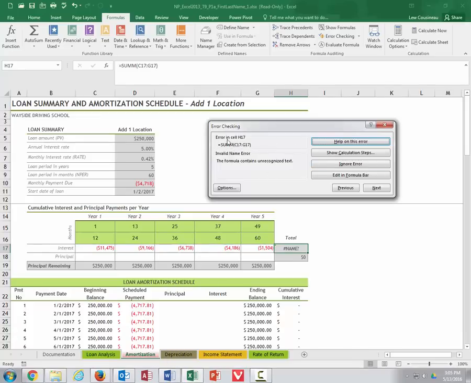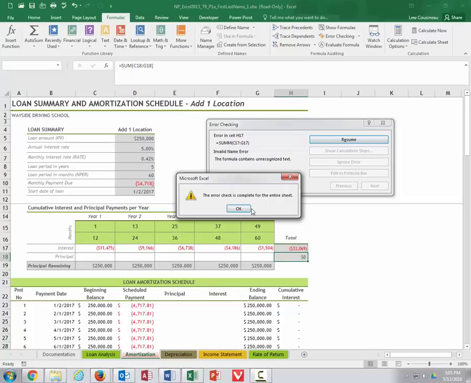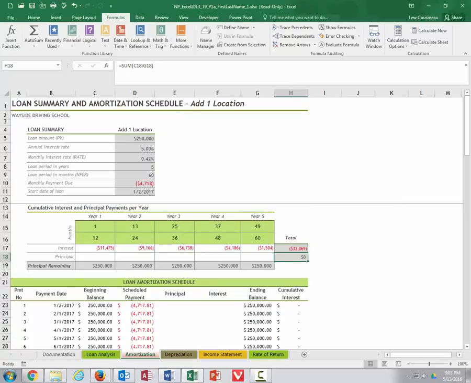So it notices this error, and then it gives us a description. The formula contains unrecognized text. So SUMM is just a misspelling. So we'll edit the formula in the formula bar, take out the M, and hit OK. We can resume if there were any others, which there aren't, and we're done.